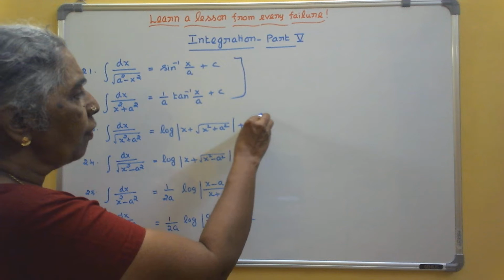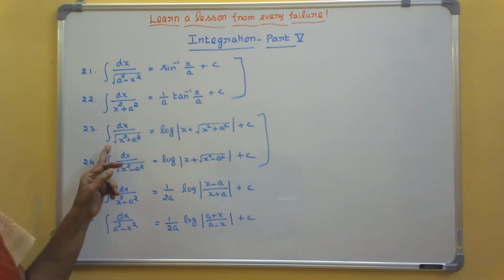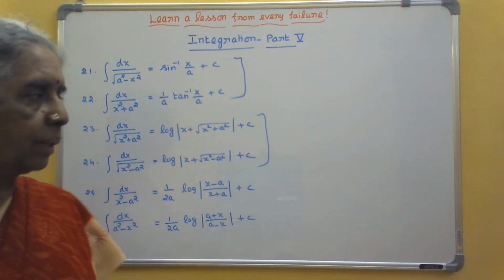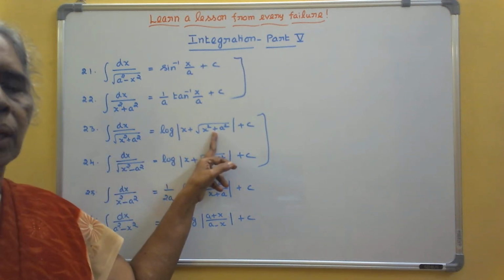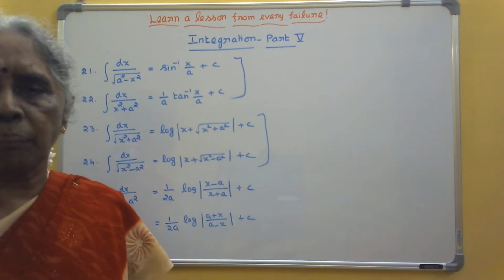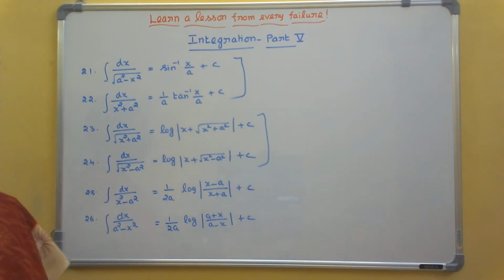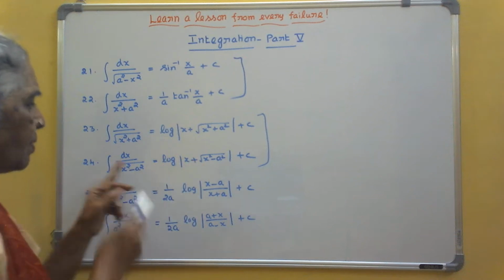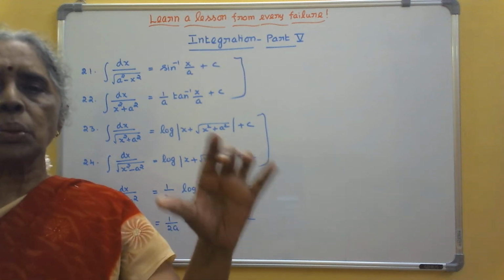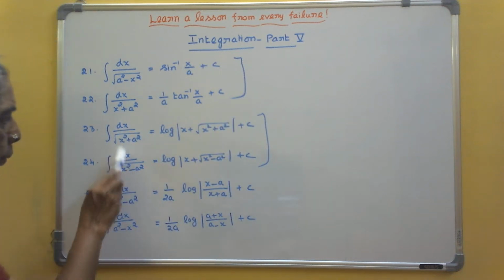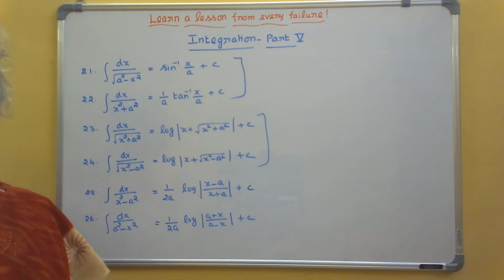Then the next two formulae can be grouped together. Integral dx by root of x squared plus a squared is equal to log mod x plus whatever is here, root x squared plus a squared, plus c. The next one, integral dx by root x squared minus a squared, is log mod x plus whatever is here, root of x squared minus a squared, plus c. So group these two things together. See, there is a root in both. Here it is x squared plus a squared. Here it is x squared minus a squared.